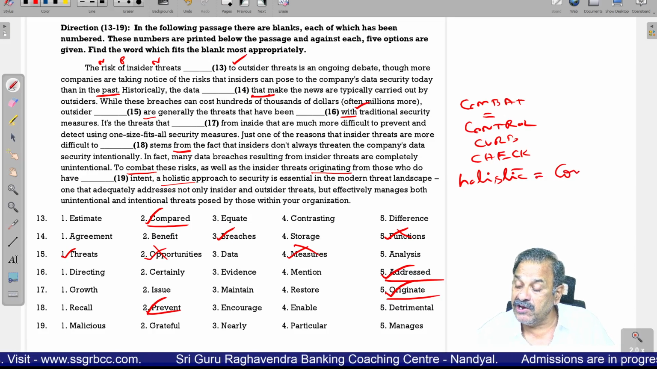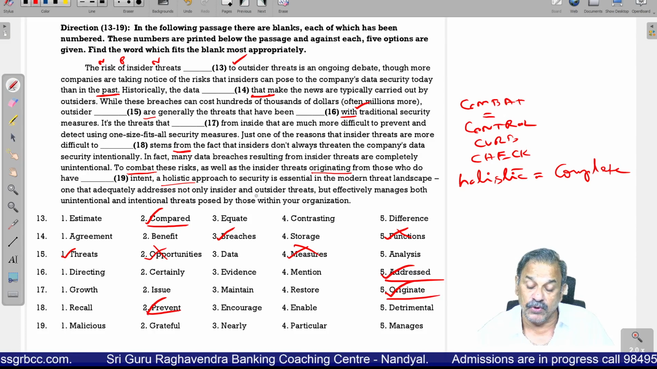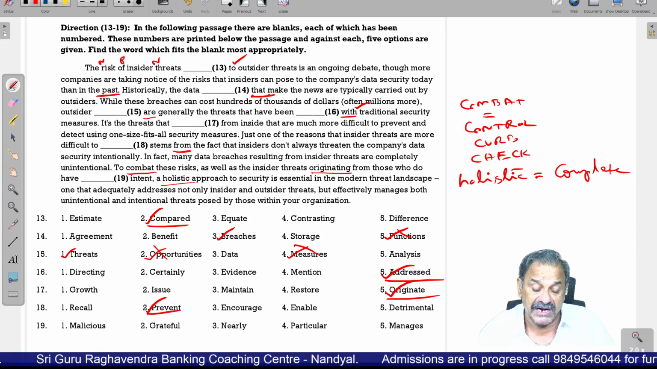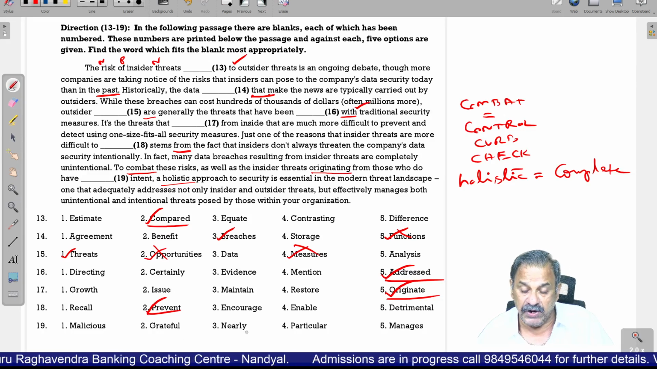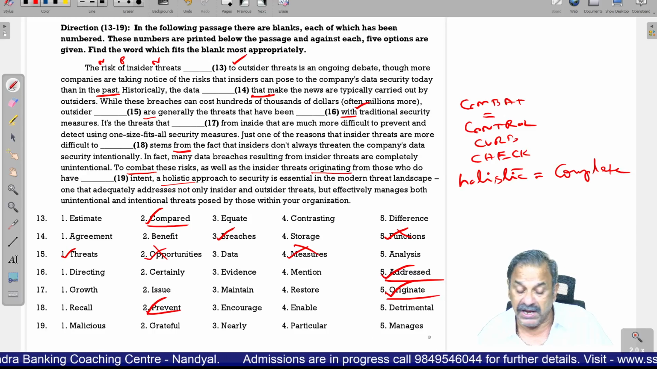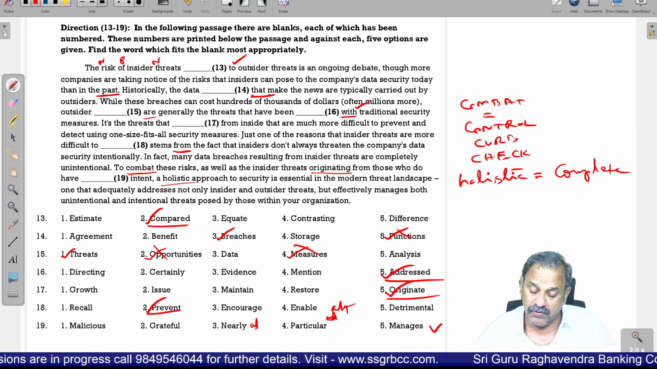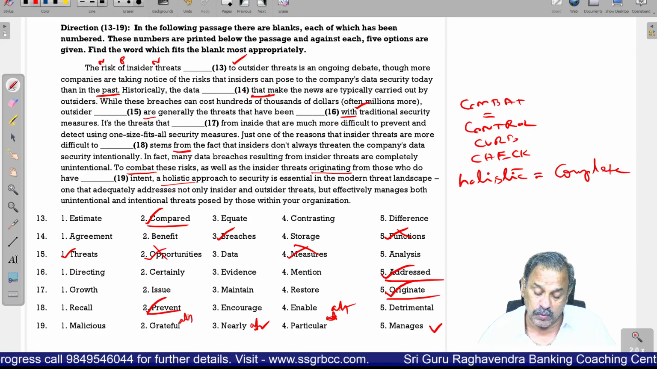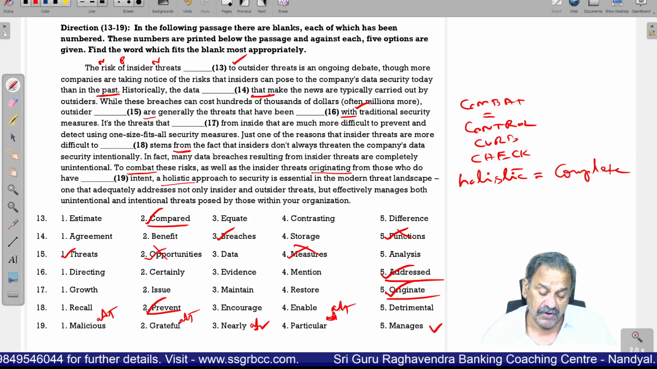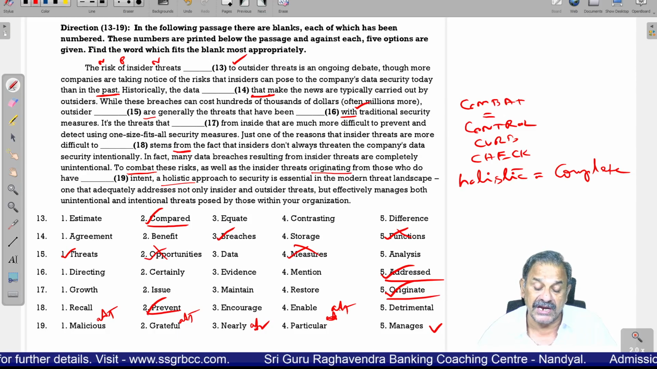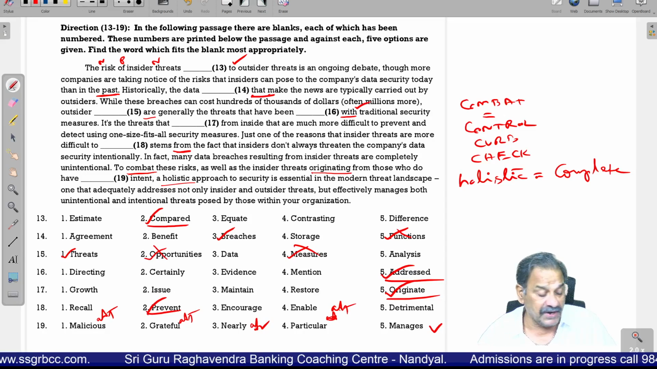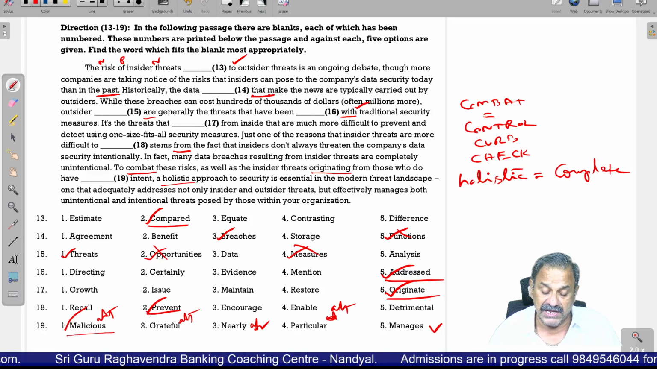Holistic means complete approach to security. So, who do have dash intent: malicious intent, grateful intent, nearly intent, particular intent, manager's intent. Manager's is a noun, particular is an adjective. Nearly, ending in ly, is an adverb. Careful is an adjective. Malicious is an adjective. Any word ending with -ous is treated as an adjective. Here, who do have dash intent. What type of intent? Bad intent. Malicious means bad.